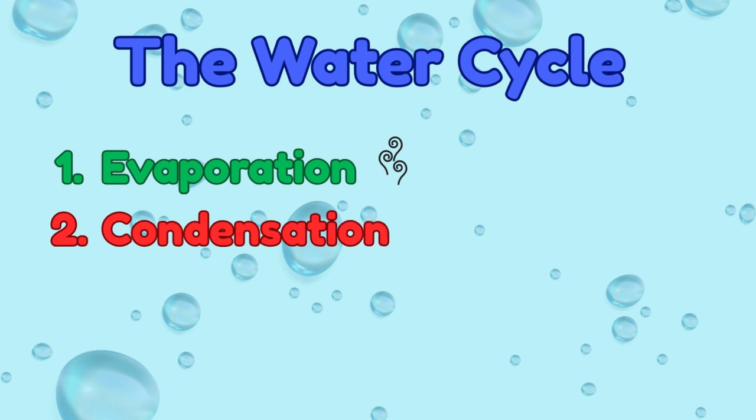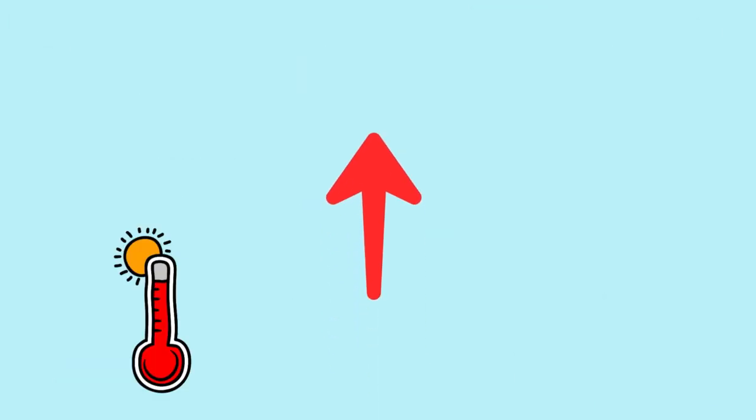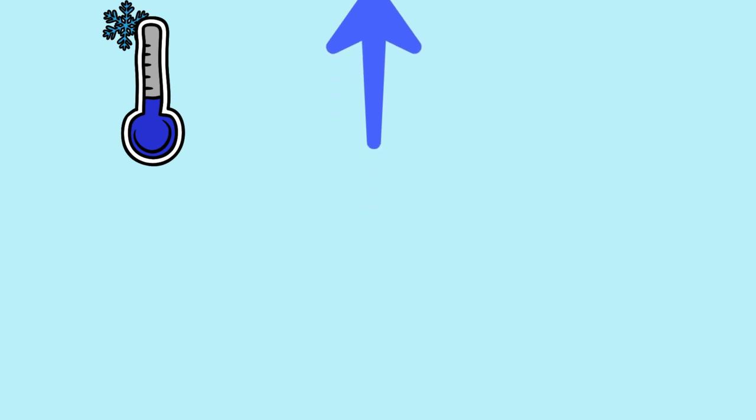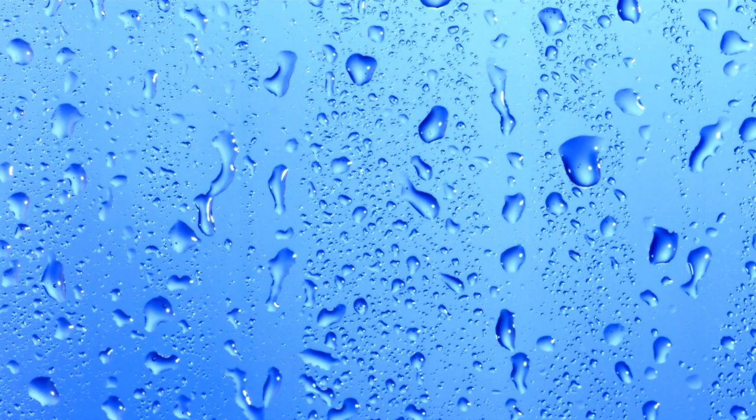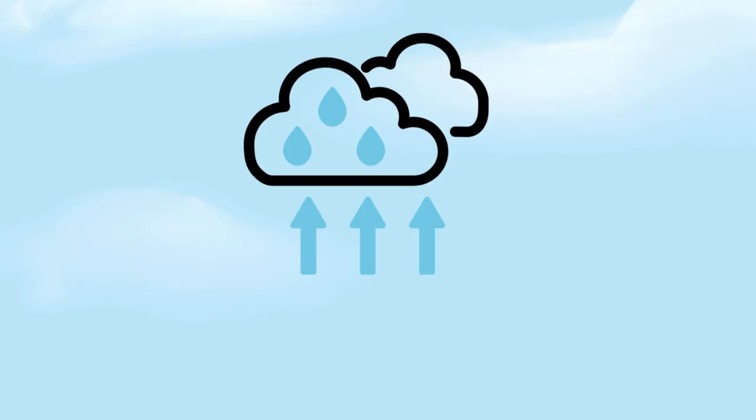Step 2. Condensation. As the vapor goes higher, the air gets cooler. The water vapor changes back into tiny drops, and those drops gather together to make clouds. This step is called condensation.